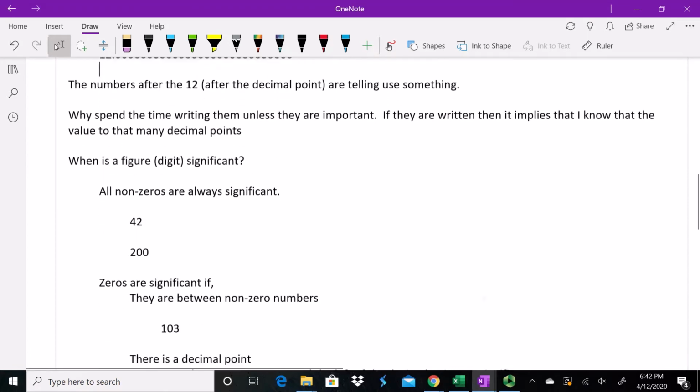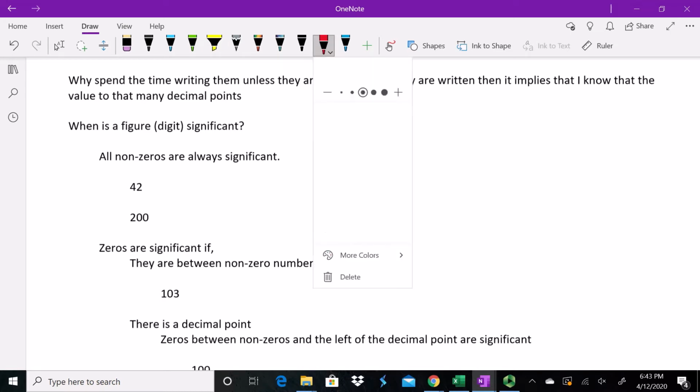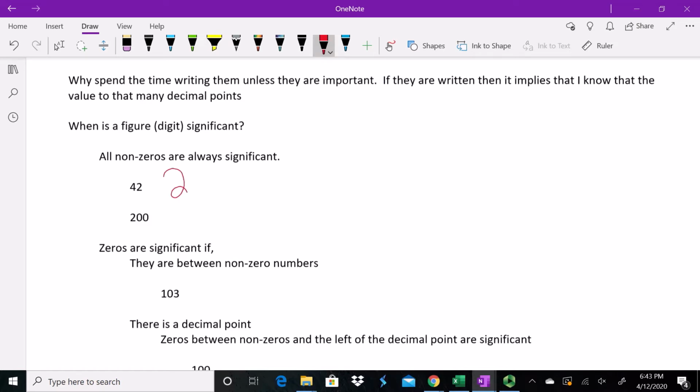All right, so the first thing that we want to do is we need to figure out which digits are significant in a number. So all numbers that aren't 0 are always significant. If it's not 0, it has a value, it has some meaning. So I have the number 42 here. Both of those are non-zero. So that means this number 42 has 2 significant figures in it. And so we write that by saying it has 2 sig figs.